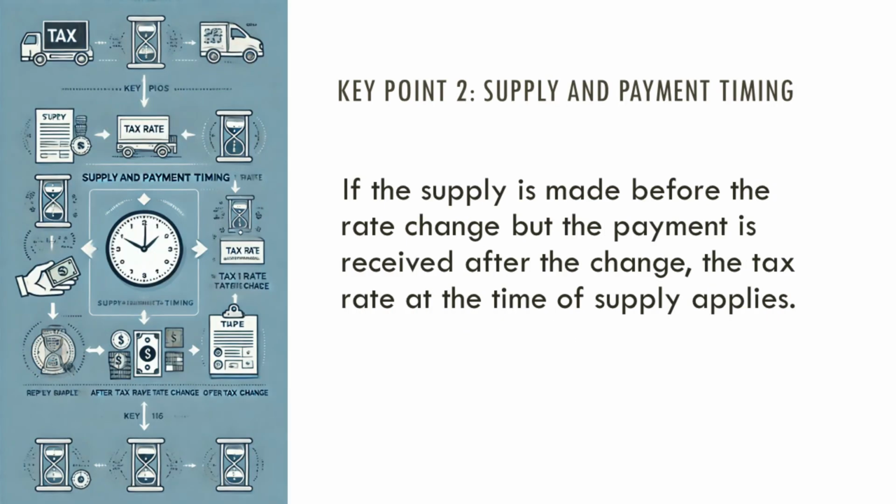Question 2. How is the tax rate determined if the supply is made before the rate change, but the payment is received after the change? Let's say you supplied goods on March 25th at an 18% tax rate, and the payment was received on April 10th after the rate changed to 28%.